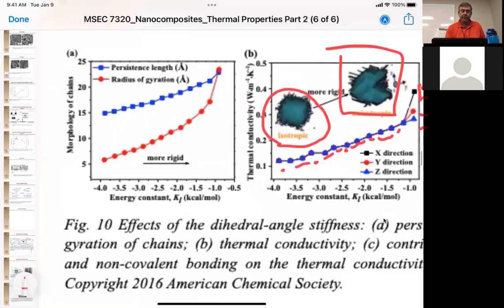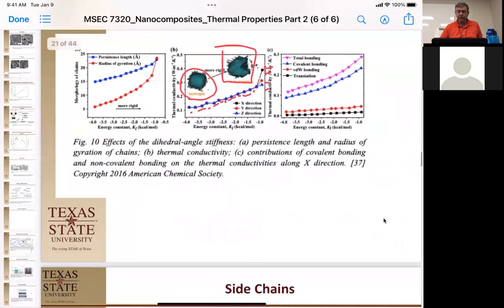The reason we have persistence length versus radius of gyration. So persistence length is how long it looks, and radius of gyration is the end-to-end mean distance, right? So as your dihedral angle gets tighter and tighter and held in place more and more, it means it gets more rigid, okay? As you force it into one configuration only, it gets more rigid. And if it gets more rigid, its thermal conductivity is going to go up.